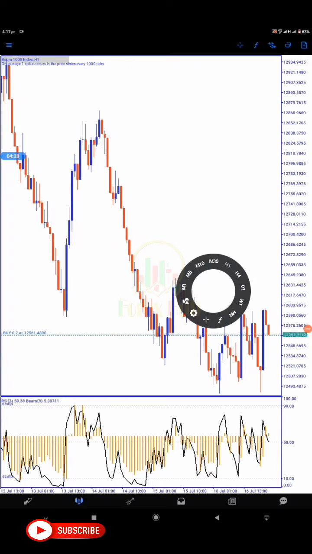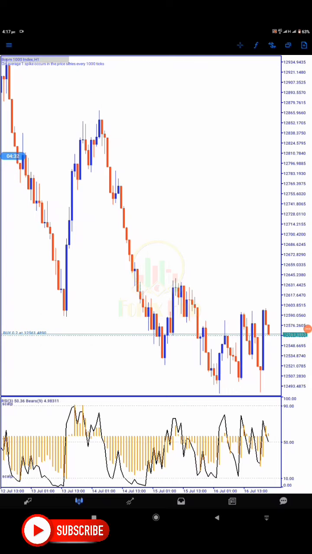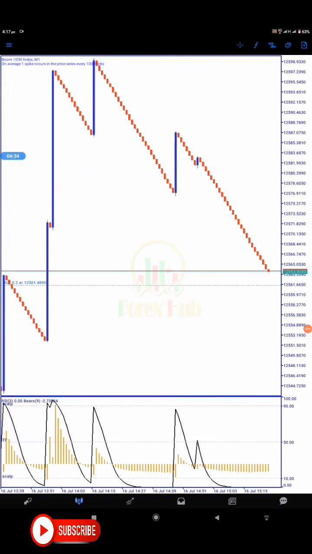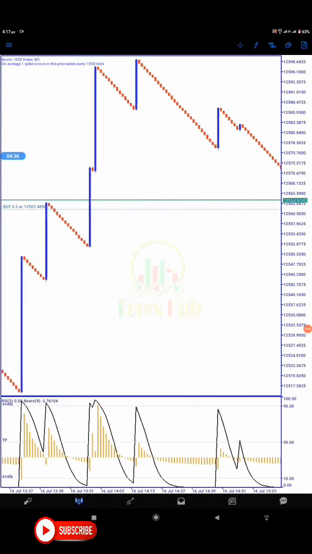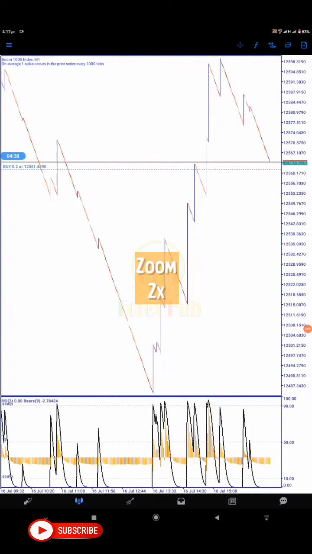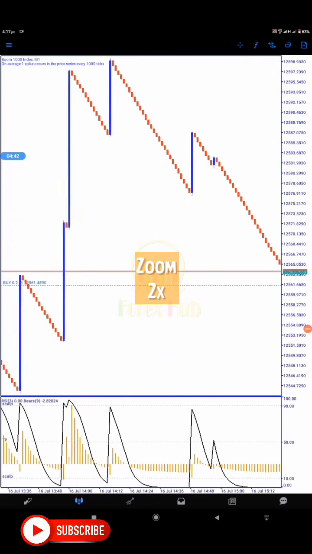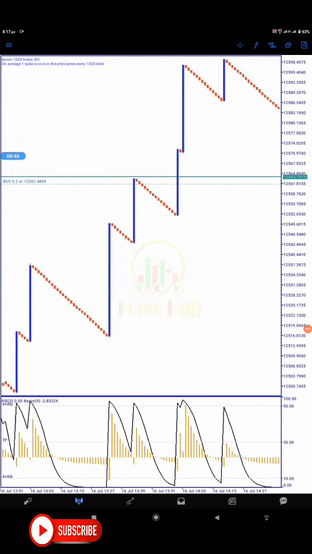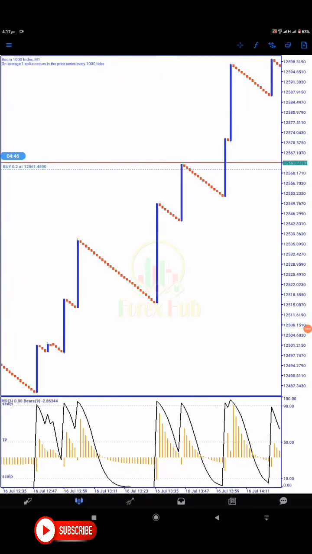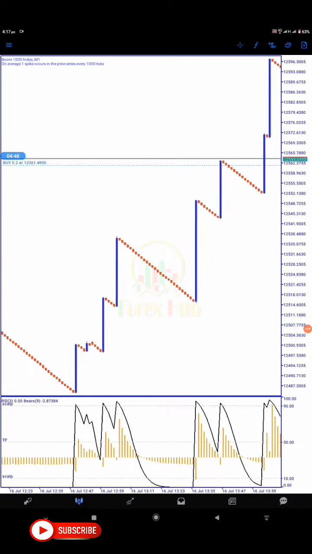So after you find out about this, you come straight to the 1 minute, and then you zoom in. Your zoom level is the second zoom level. You zoom in twice, 1, 2, and then you are done. And that will filter out the bad signals when you draw this to the far right.